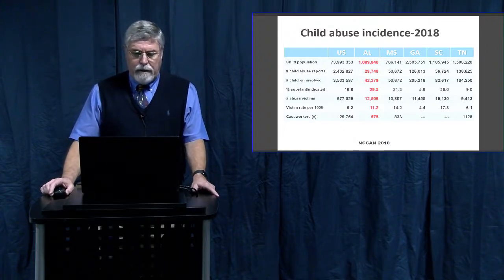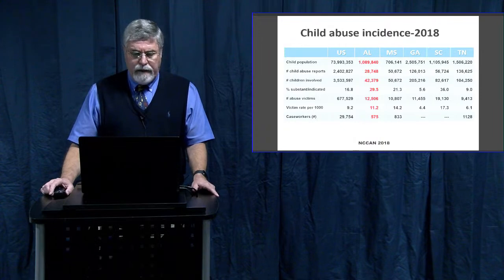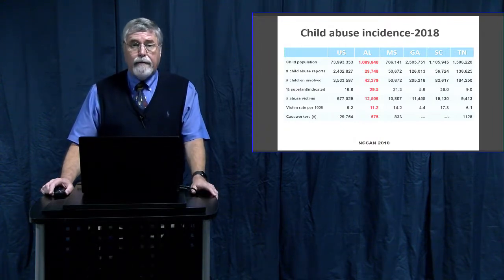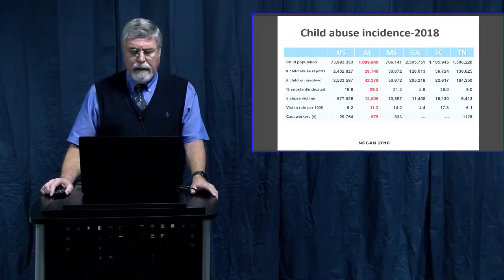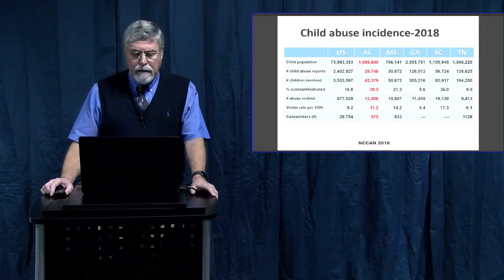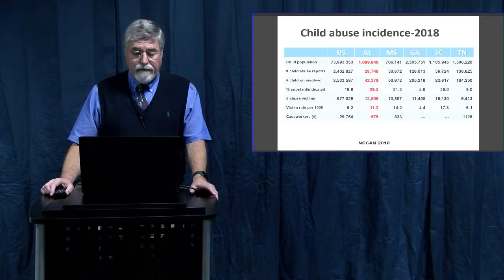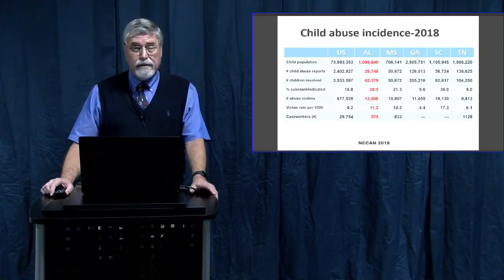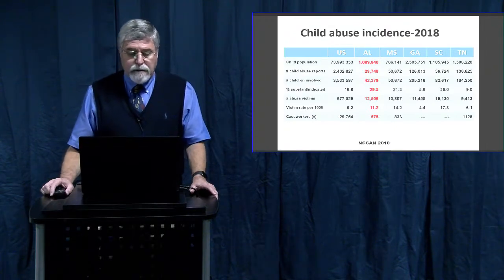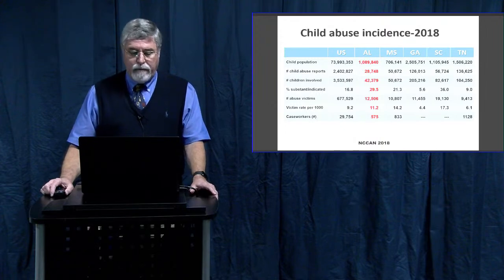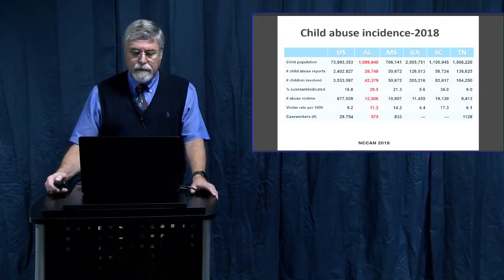In that 1 year, you had 74 million children under 18 in the United States, 1 million in Alabama, with a population of 4.8 million in Alabama. And you had roughly about 29,000 child abuse reports with 40,000 children involved, and about a third of those substantiated, which amounts to about 1% of Alabama children reported being victims of abuse in 1 year. About 4% of them were evaluated as potentially abused.